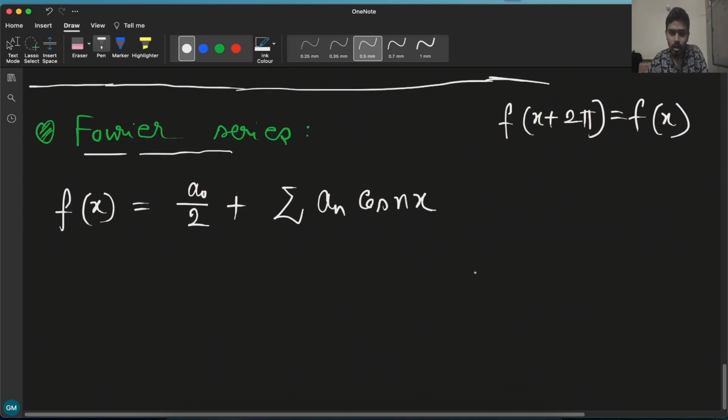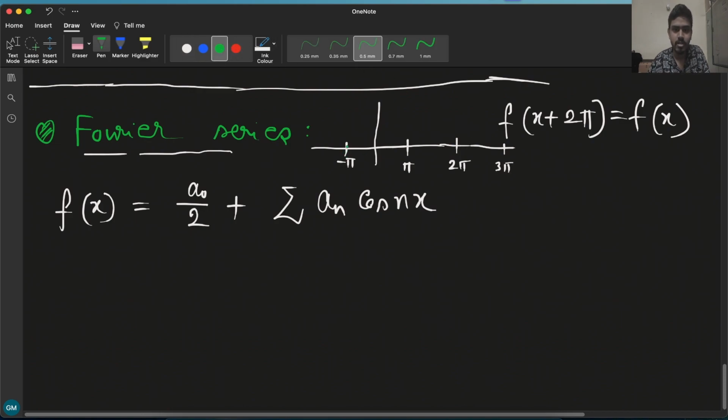So for example, let's say this is minus pi, this is pi, this is 2 pi, so it's 3 pi, like that. Let's say f(x) is like that. This is f(x), this is the x-axis. So these kinds of functions have a period of 2 pi, from minus pi to pi, right? So in that case, f(x) can be written as like this.